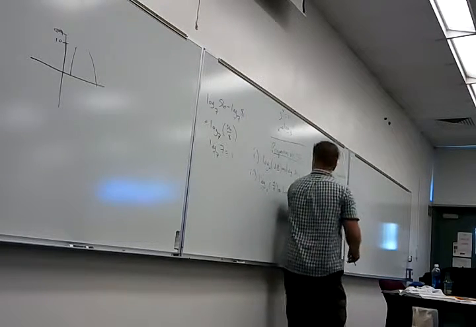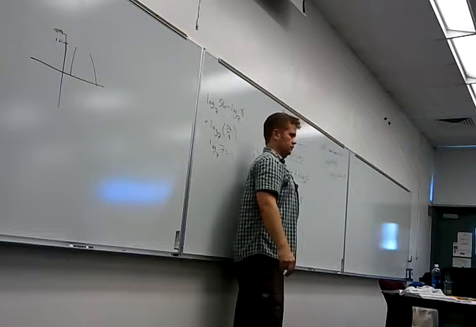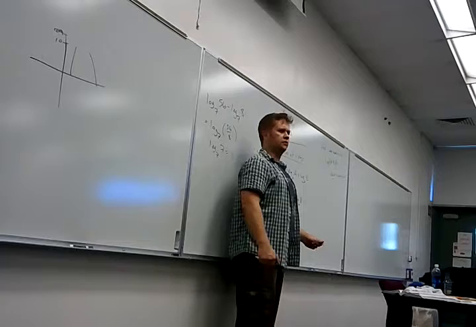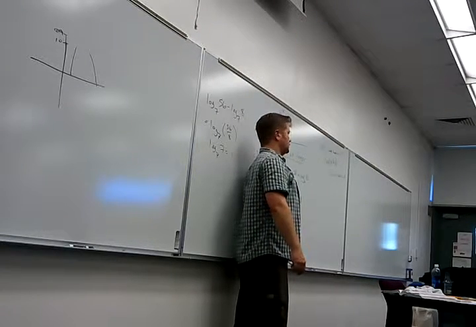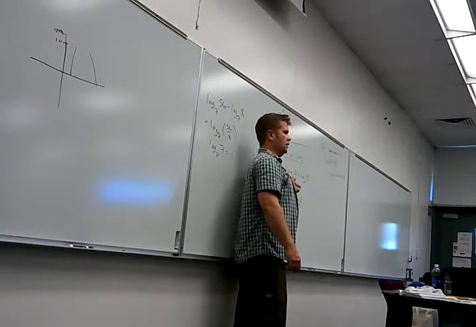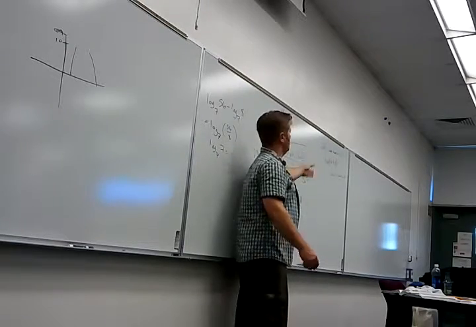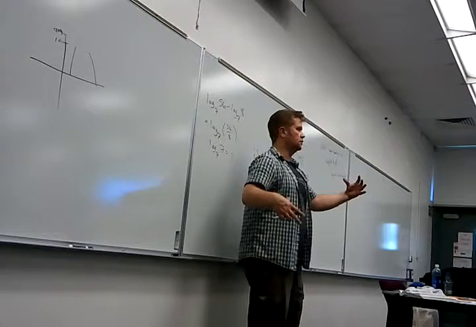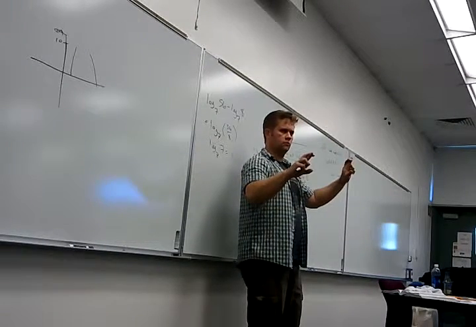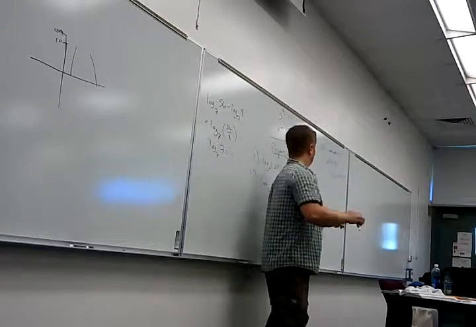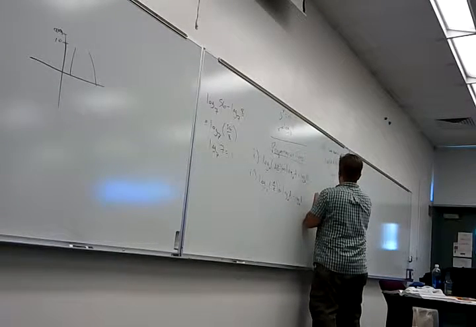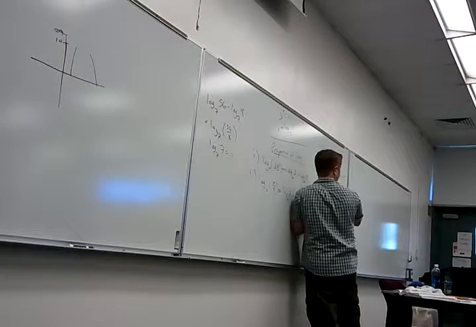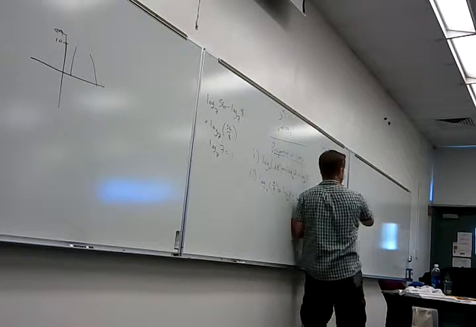You with me? That's just using property 1 over and over. Log of a times b is log a plus log b, so log of a times a times a is log a plus log a plus log a. I'm just using a property a few more times. Nothing major. And that's 3 log a. And of course 3 log a is better known as log of a cubed.